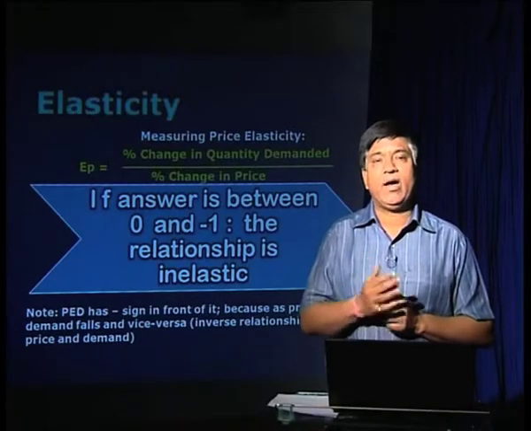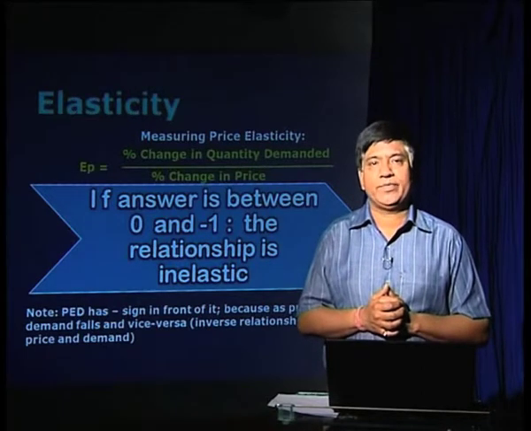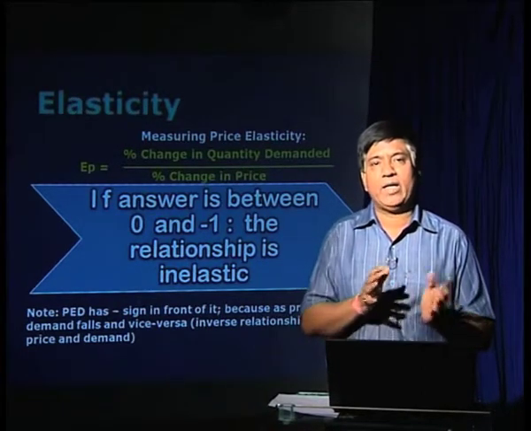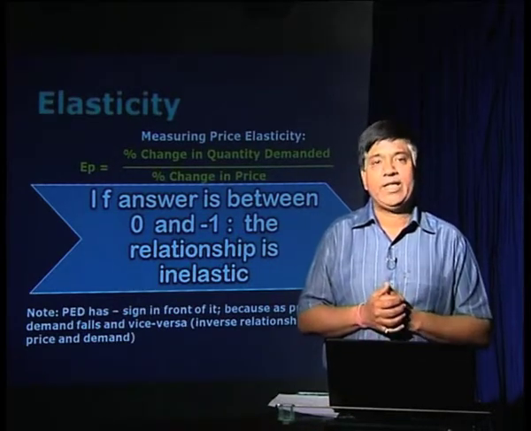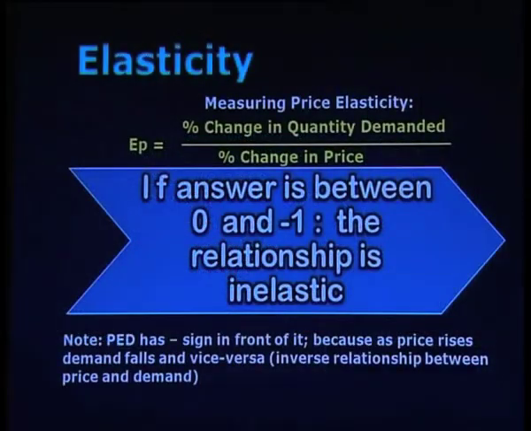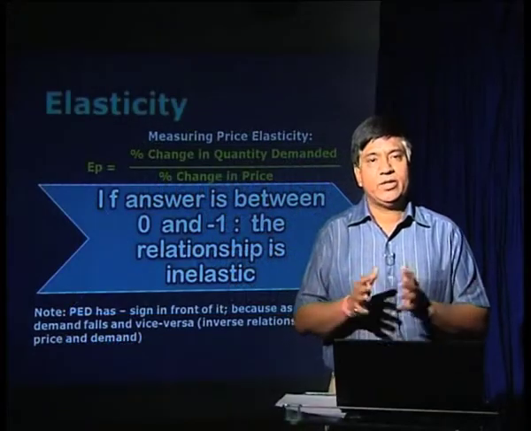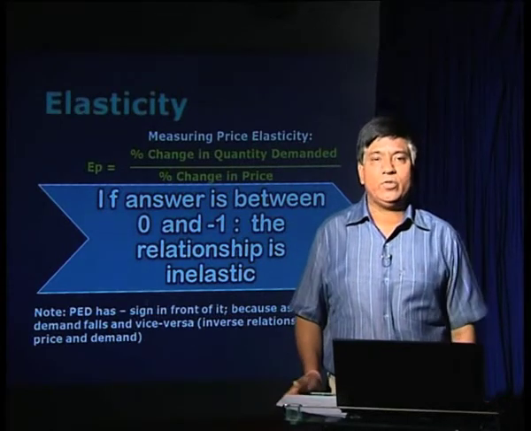Let us see how this elasticity can be measured. Remember, friends, we are talking about price elasticity of demand. So you see EP, where P stands for price. EP refers to the price elasticity of demand, and the formula given is EP is equal to percentage change in quantity demanded divided by percentage change in price. This ratio tells us about the elasticity of demand with respect to prices.